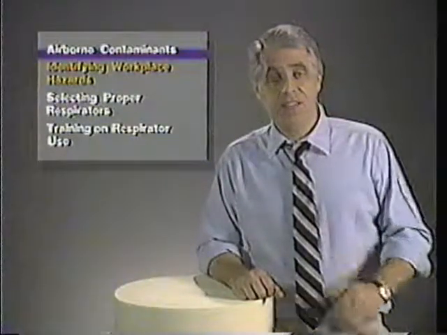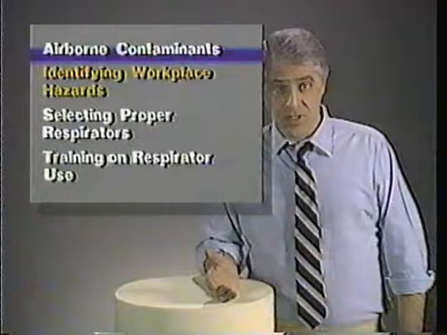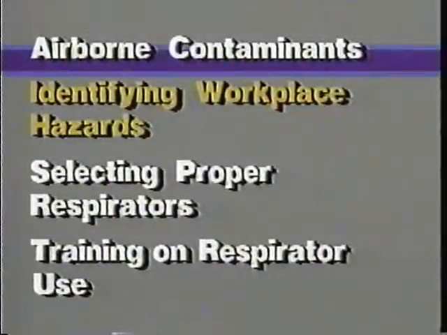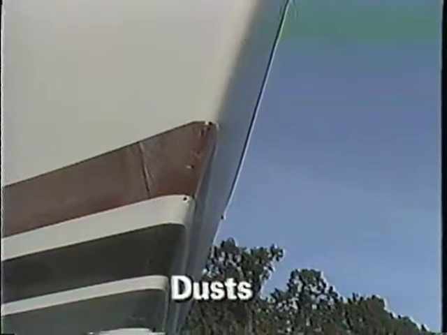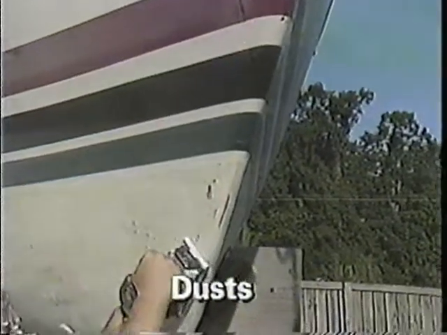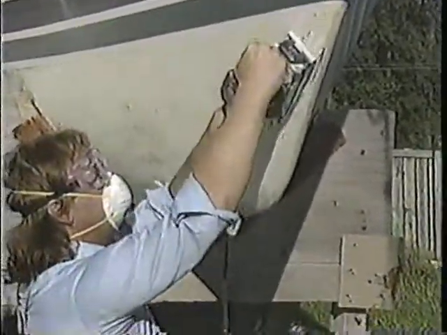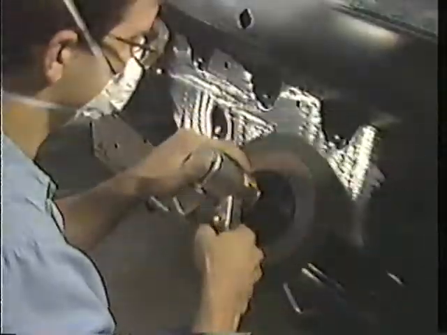But before we talk about which respirator to wear, let's identify the kinds of hazards that potentially exist. Respiratory hazards can be identified as dusts, mists, fumes, gases, and vapors. Dusts are formed when solid materials are broken down and tiny particles float in the air, by sanding, for example, or grinding, or even sweeping.